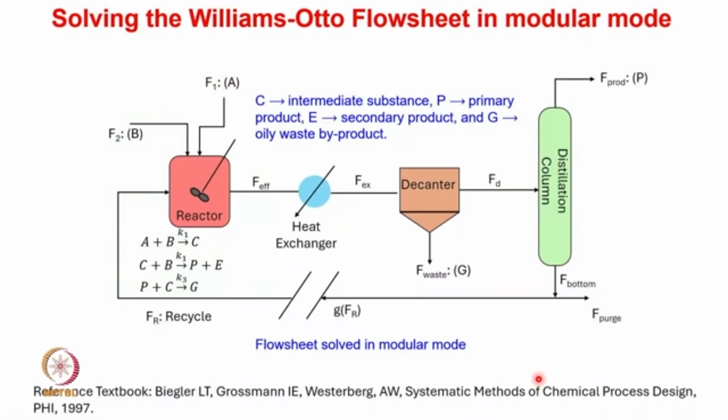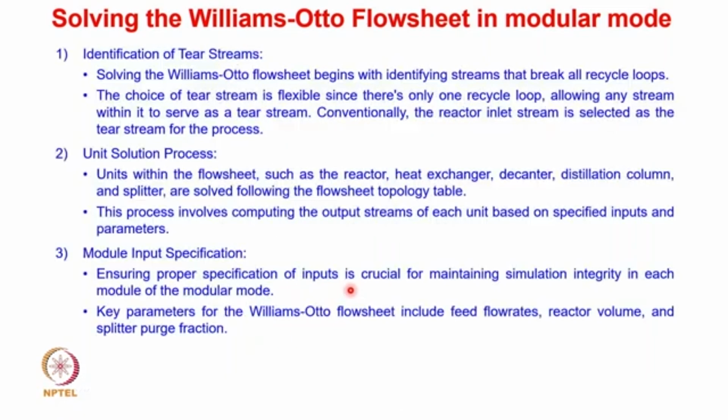Okay. So as I said, when we wanted to solve this flow sheet which is given by Williams and Otto, we have to break this recycle loop, isn't it? So our tier stream is the input to the reactor, isn't it? Once we have done that, then this loop is broken. So clearly now we are solving it in a sequential manner, isn't it? That is what is represented in this particular slide. You can see that we have broken the recycle loop here.